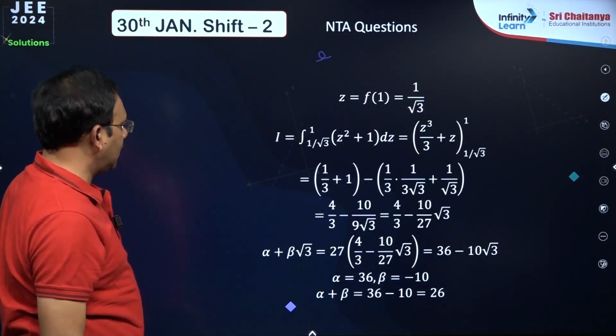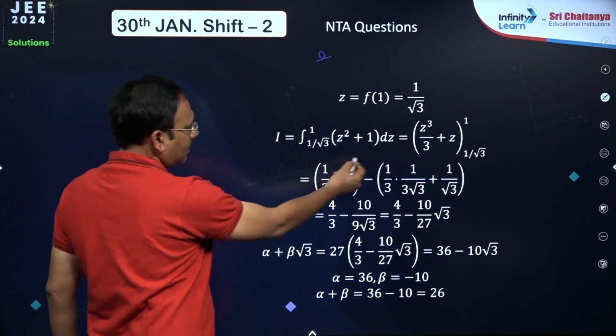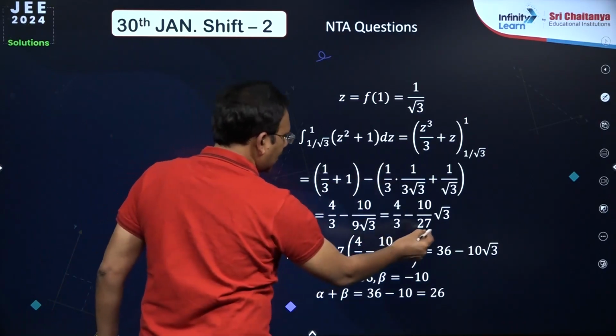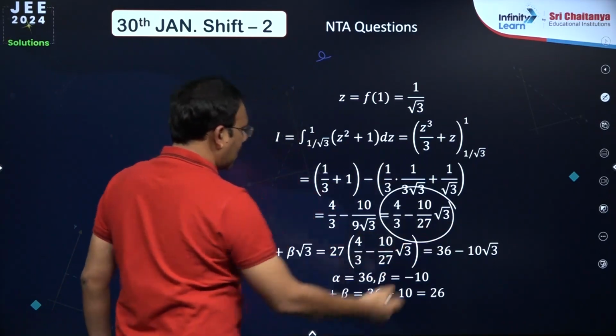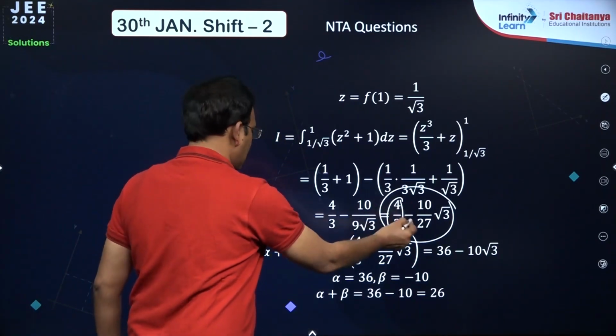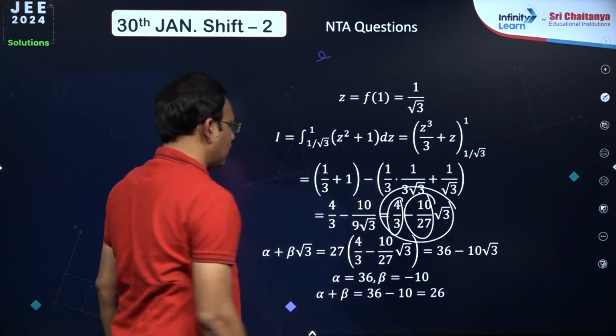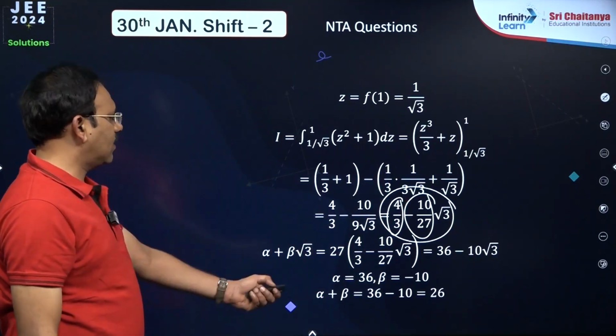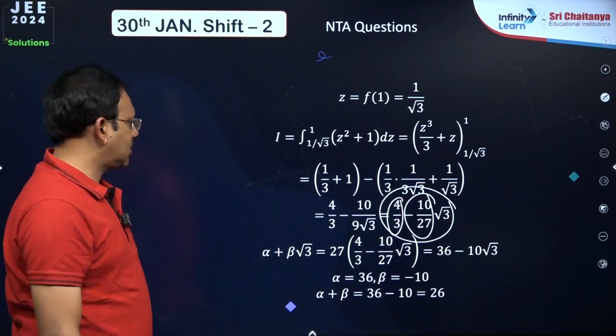From this, in the calculation, he just integrated. After integration, he got the answer like this. From this, alpha and beta will be noted. Alpha value is 4 by root 3, beta value is minus 10 by root 27. So you can find alpha and beta, dear students, right?